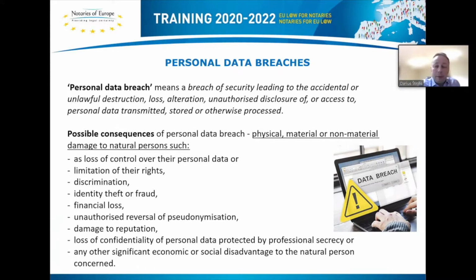So it's very important to understand what a security breach is, what to do in the event of a security breach, and how to prevent such a breach. We can see the definition. What is treated as a security breach? It means a breach of security leading to the accidental or unlawful destruction, loss, alteration, unauthorized disclosure of, or access to personal data transmitted, stored, or otherwise processed. It's also related to the mentioned CIA triad.